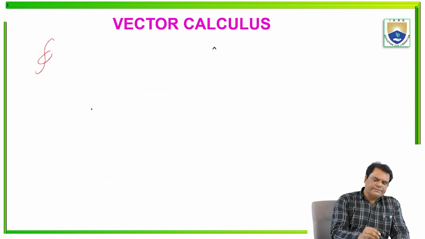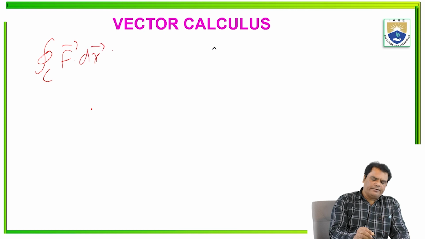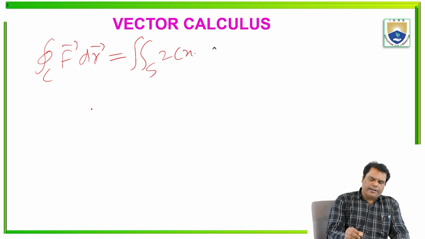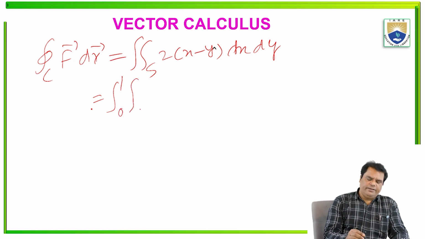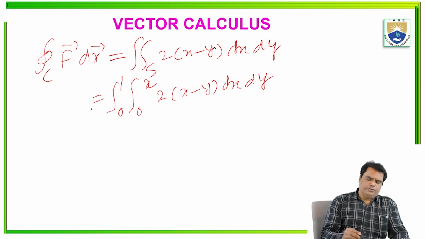We solve here the integration over C of vector F dot dr vector, this equals double integration over S of 2 into x minus y dx and dy. So there is some mistake in the PPT, so I am solving here clearly. Now integration of x is 0 to 1 and integration of y is 0 to x, and here twice of x minus y dx dy. So first of all, 2 is a constant, taking it out.